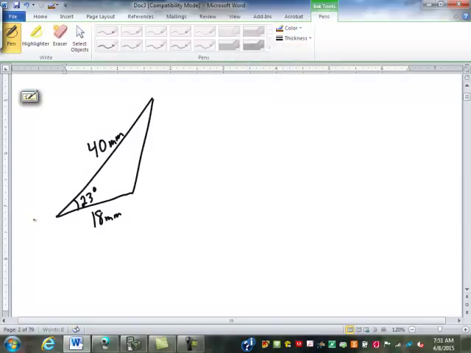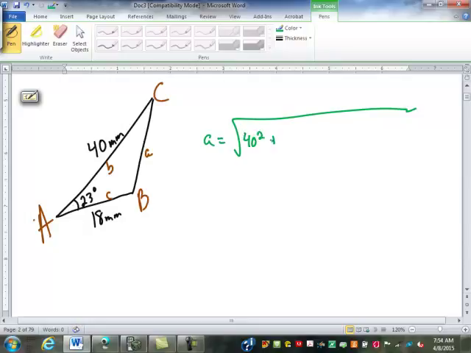So solve this one quick. Okay, so again, we have two sides and the angle between them. So our first step is going to be to find that opposite side using law of cosines. So A is going to equal the square root of, anybody? 40 squared plus 18 squared.